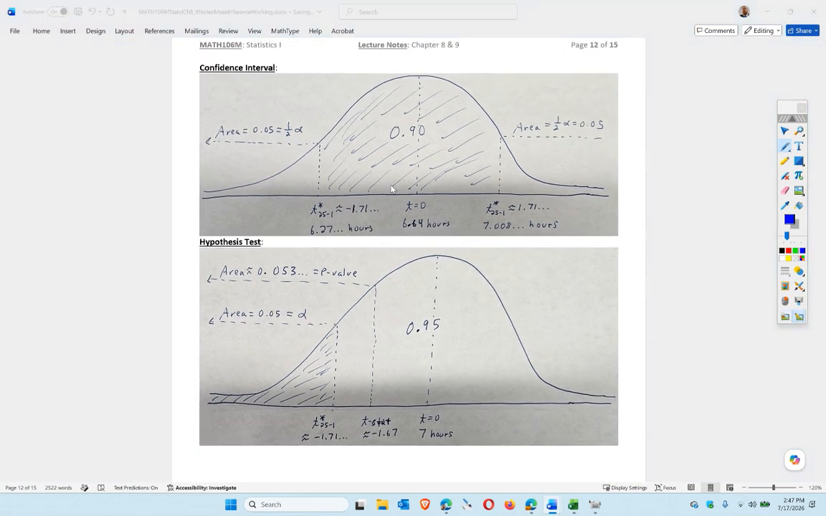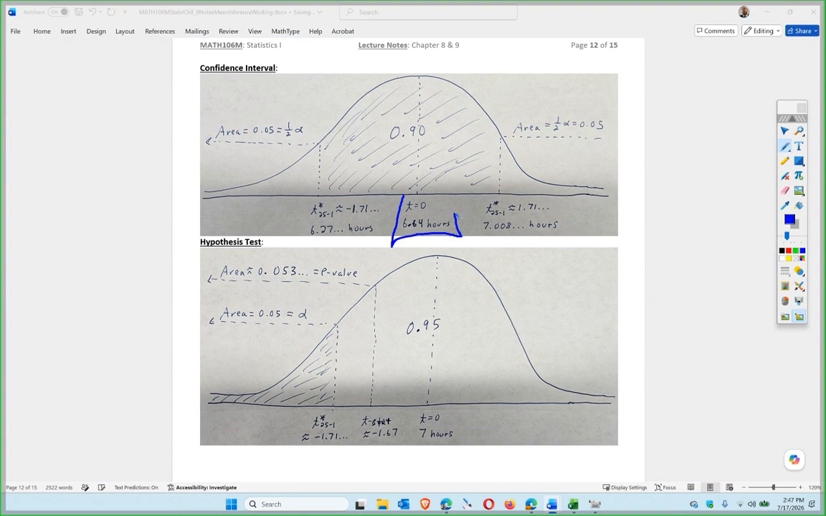Okay, so the confidence interval T0, 6.64 is the sample, and the hypothesis test T0 is 7 hours. Okay, so we have the same T critical, right, except it's only a one tail for the hypothesis test, and the alpha is 0.05 because it's only one tail. And the alpha for the confidence interval is 0.10, right? Because it's a 90% confidence, so 10%, there's two tails.